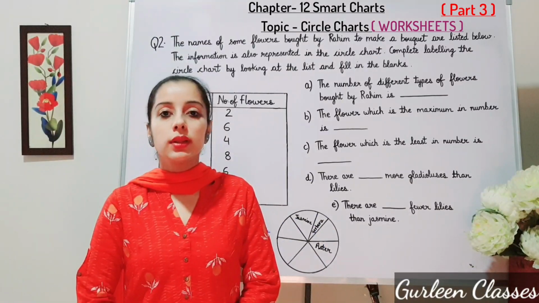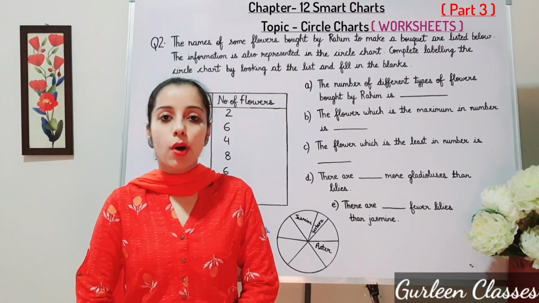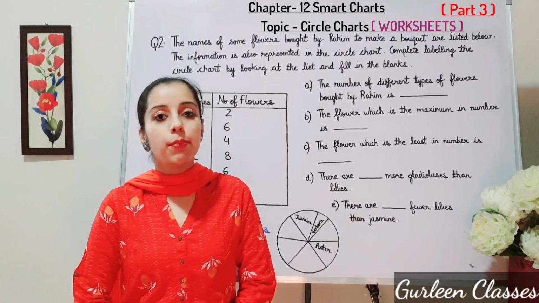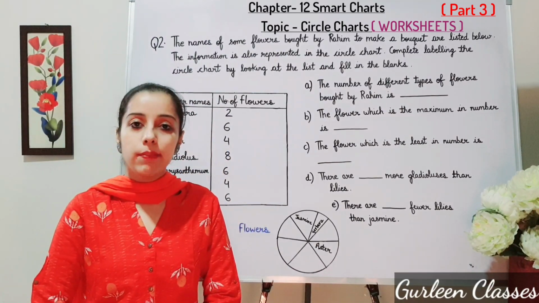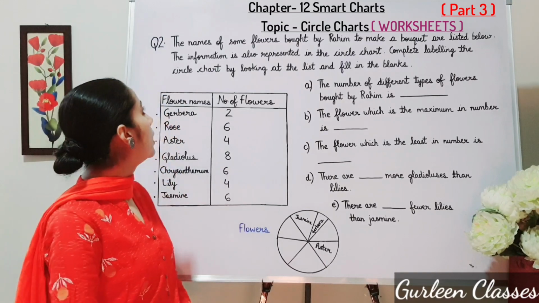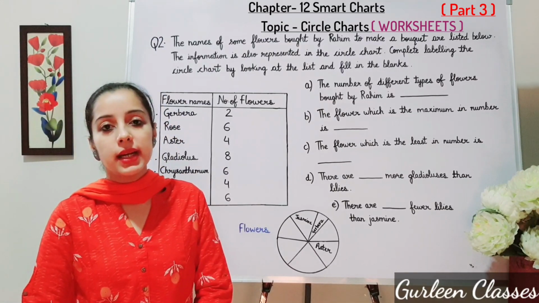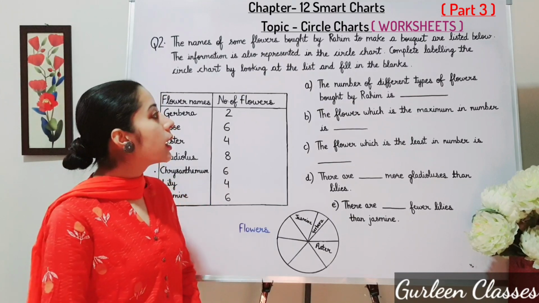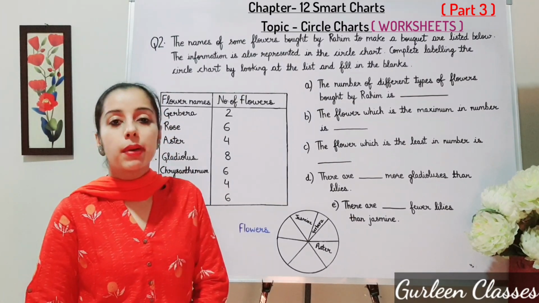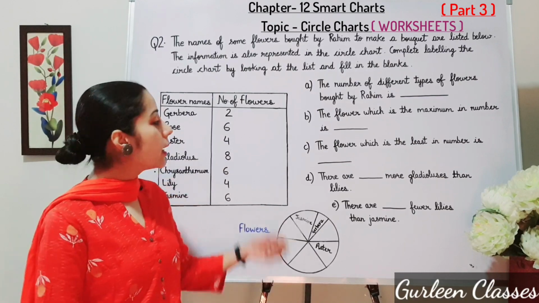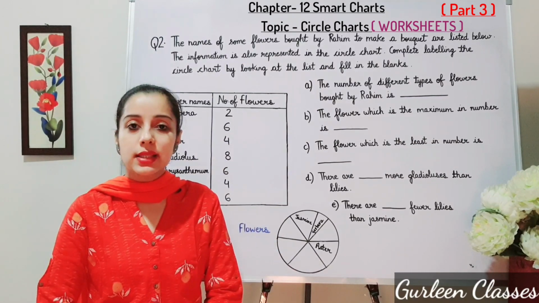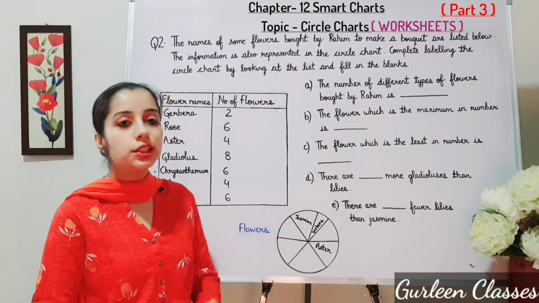Question number 2. The names of some flowers bought by Rahim to make a bouquet are listed below. So these are the flowers bought by Rahim to make a bouquet. The information is also represented in the circle chart. Complete labeling the circle chart by looking at the list and fill in the blanks. So by looking at the list, we have to fill in the blanks and complete by labeling the circle chart.